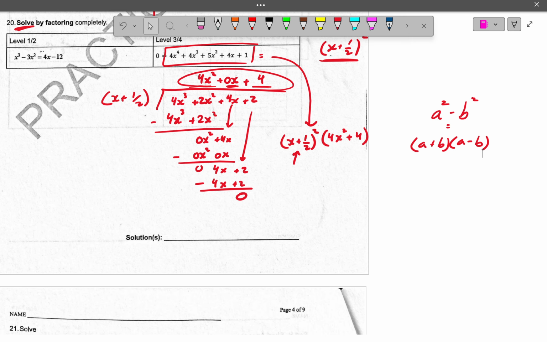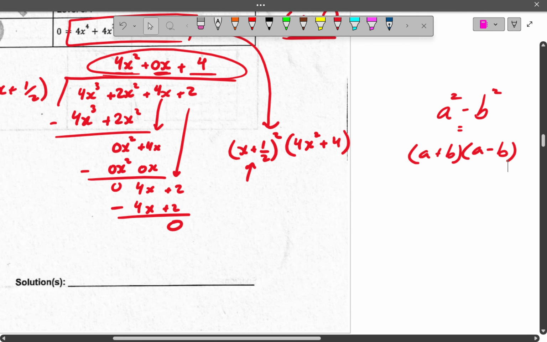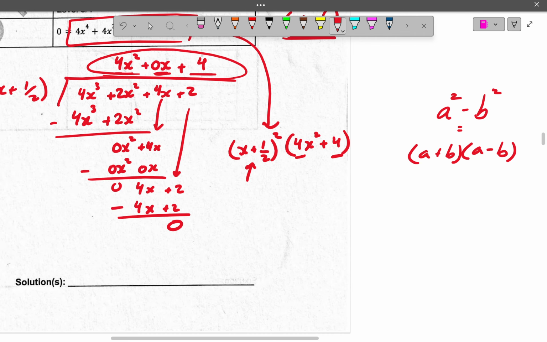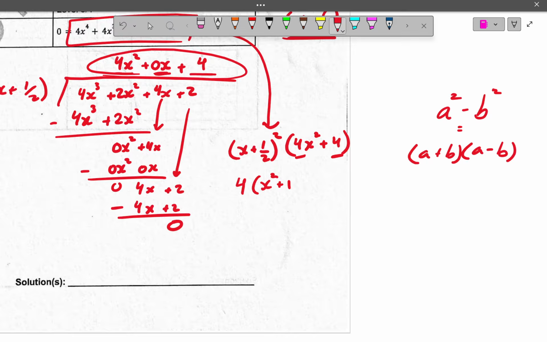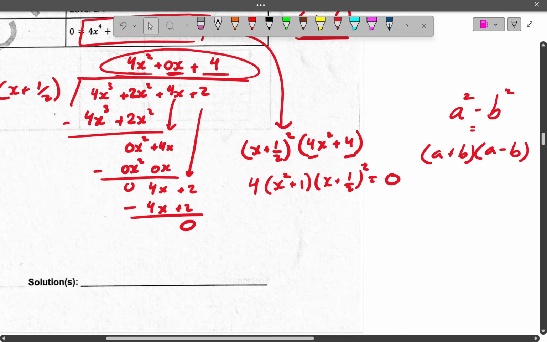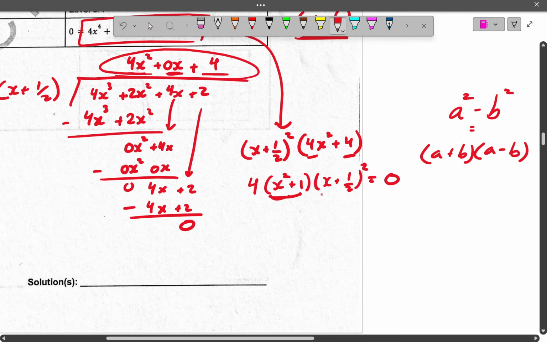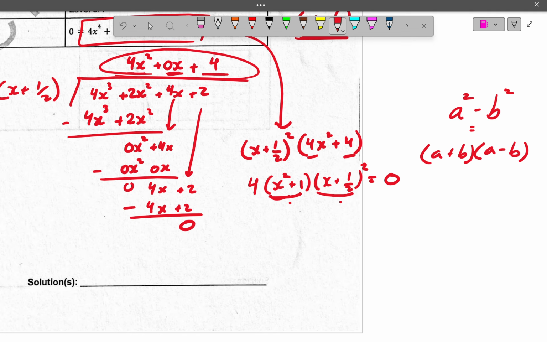But we do still have a common factor, and that's just to factor fully. So there's a 4 in the first and the last term, so I can factor that out. So our final factored form would be 4 times x squared plus 1, and then x plus a half squared. And then we're asking ourselves now, well, what's the solution? How does this equal 0? From here, you can test this factor and this factor to see which of these factors make the whole function, so all of this, equal 0.